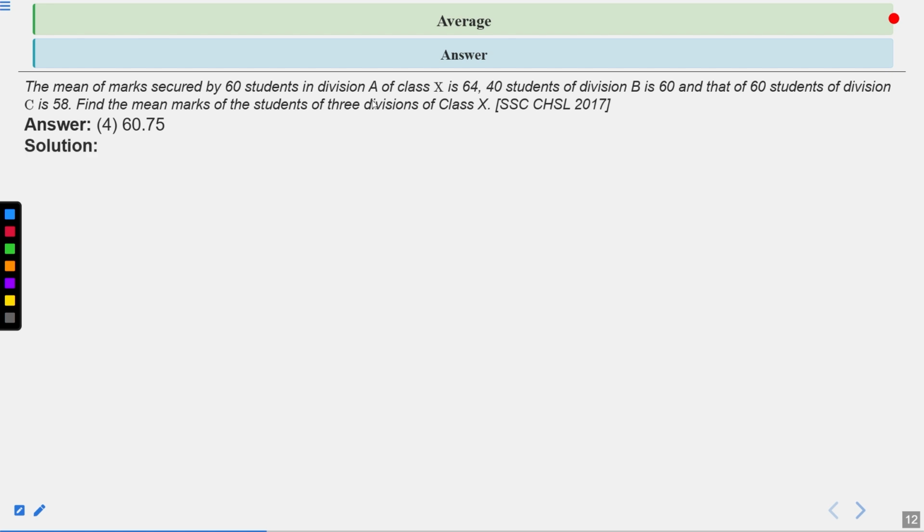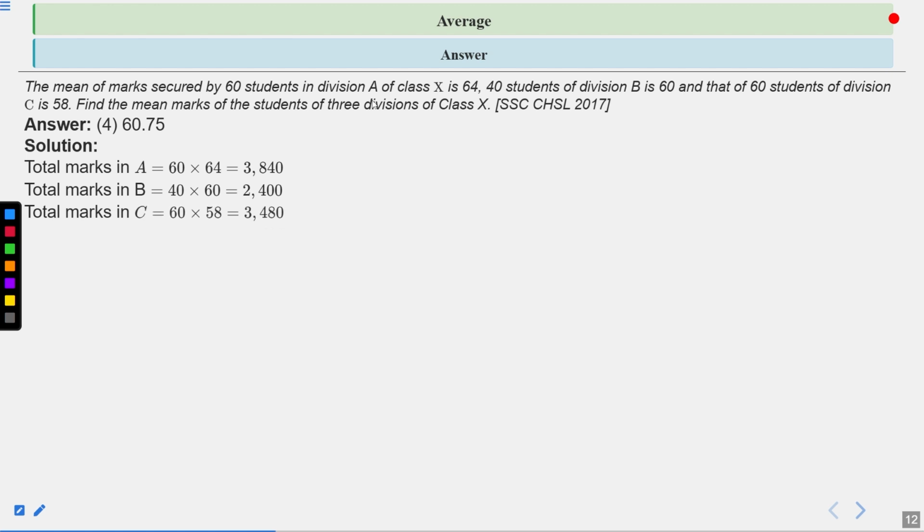Now see the detailed solution of this question. The total marks in A become 60 into 64, which is 3840. The total marks in B become 40 into 60, which is 2400. The total marks in C become 60 into 58, and we get 3480 marks.